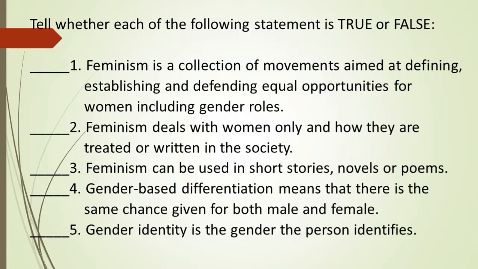Second, feminism deals with women only and how they are treated or written in the society. Third, feminism can be used in short stories, novels, or poems. Fourth, gender-based differentiation means that there is the same chance given for both male and female. Fifth, gender identity is the gender the person identifies.